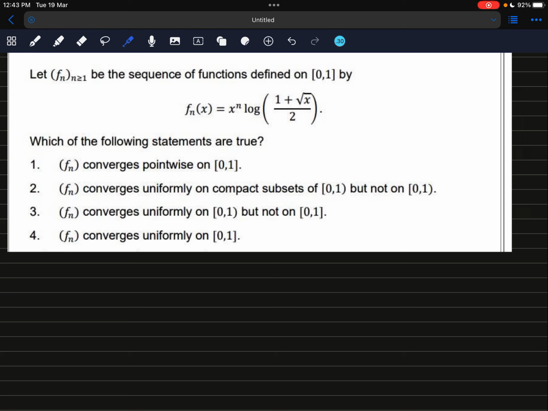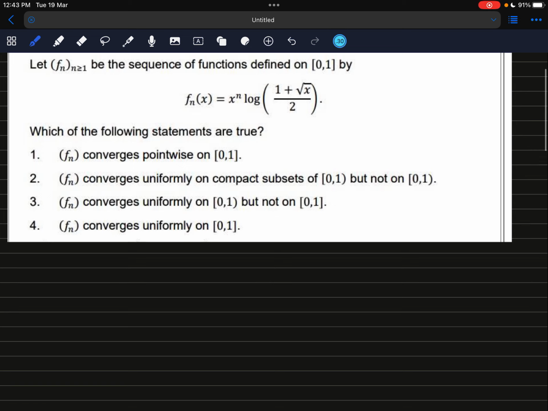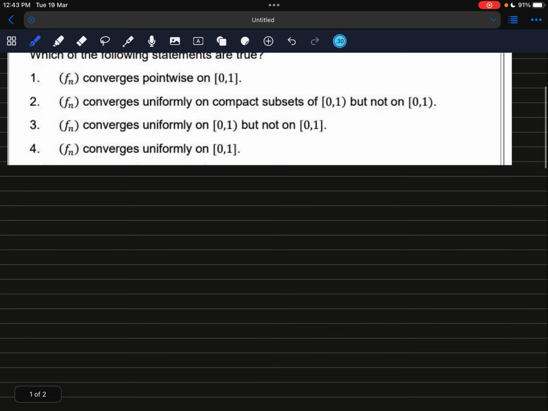Option 1 says f_n converges pointwise on this interval. Option 2: f_n converges uniformly on compact subsets of this but not on this. Option 3: f_n converges uniformly on this but not on this. Option 4: f_n converges uniformly on this. Okay. So let's come back to the solution.